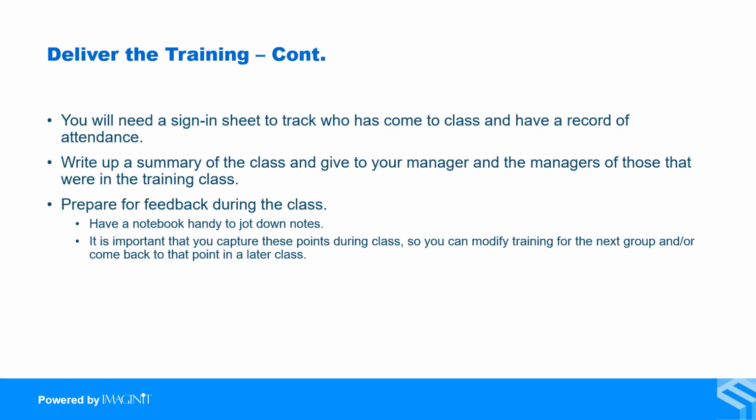Right? As part of this as well, you need a sign-in sheet to track who has come to class and have a record of attendance. Write up a summary of the class and give this to your manager and the managers of those that were in the training class, and prepare for feedback during the class. Have a notebook handy to jot down notes. And it's very important that you capture these notes during class so you can modify training for the next group and/or come back to that point later in class. This way you are constantly evolving your training methods and your own materials.